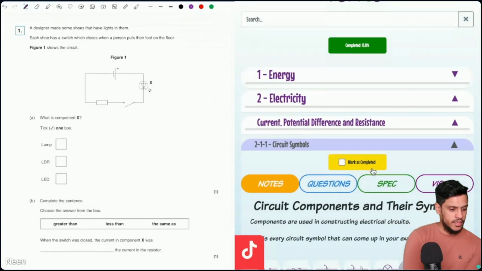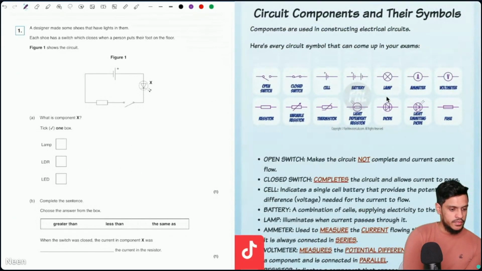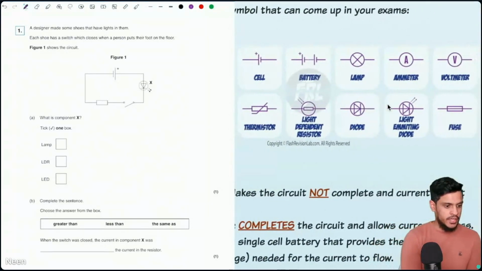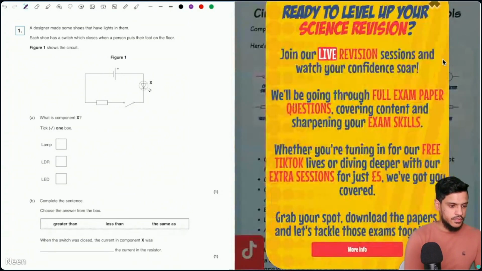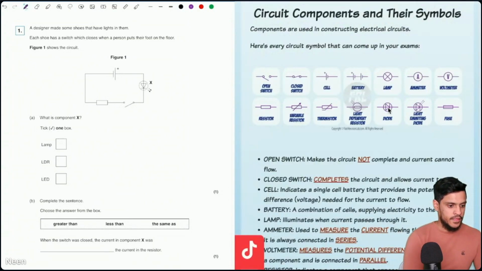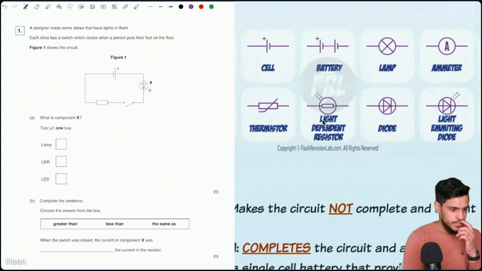Here are all the circuit symbols, okay? Don't get them confused. LDR, it's not an LDR. Look at the difference between an LDR. So LDR is, let me close this. LDR has got a resistor with arrows going inwards. LED has arrows going outwards.